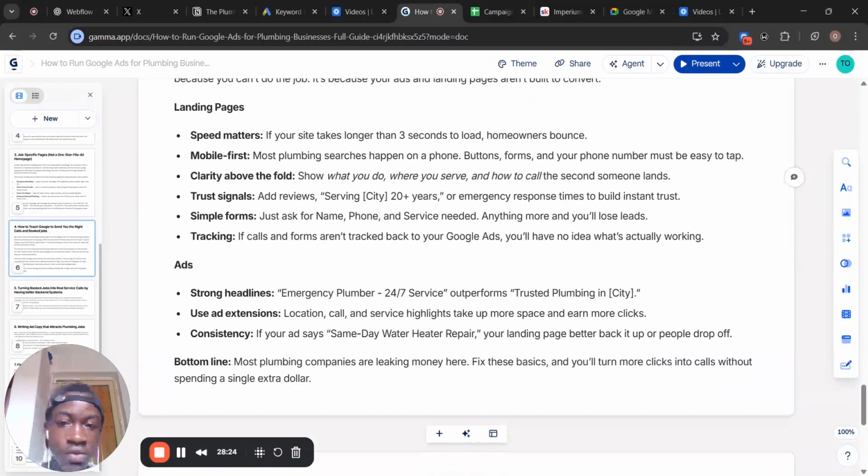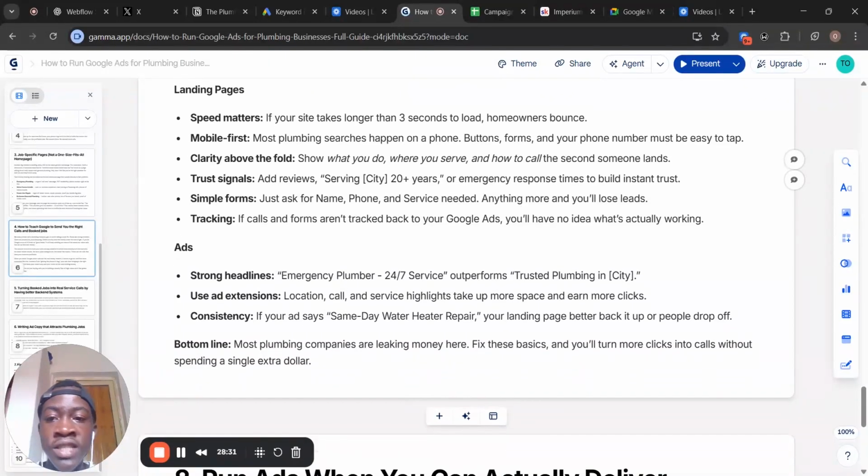Then trust signals: add reviews, and things like 20 plus years in the industry. Simple forms: just ask for name, phone, and service needed. Anything more, you lose leads. You can actually just use 3 questions. I see so many businesses try to put 10 questions because they're trying to get the most qualified lead in the world. That adds a lot of friction, and people are just going to not fill out that form and leave.